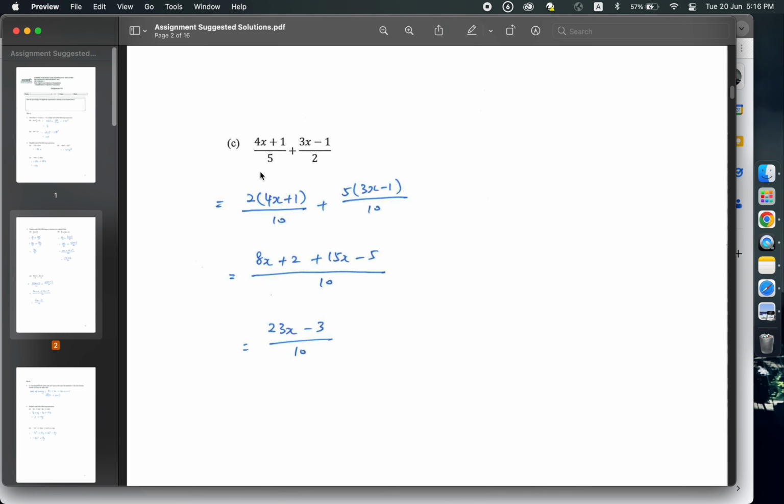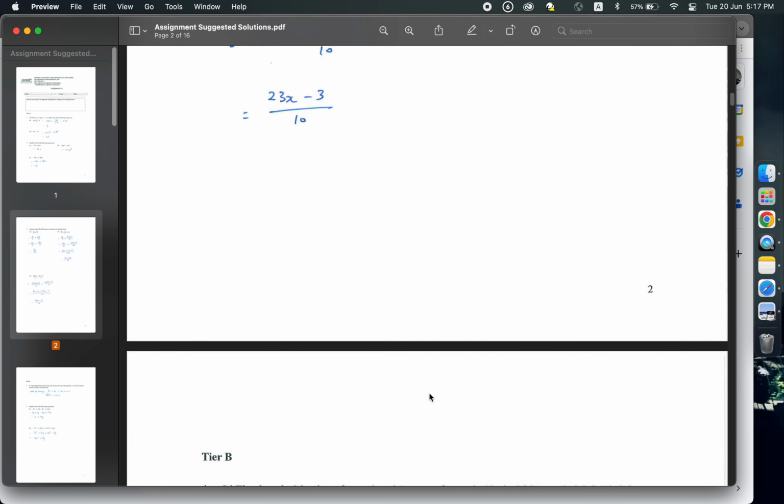Again, this time round, same technique. Make the denominator common. So 5 and 2 are the denominators. Common denominator will be 10. So the first term, I multiply by 2. The second term, multiply by 5. Expand accordingly and put them together. We have 23x minus 3 over 10.